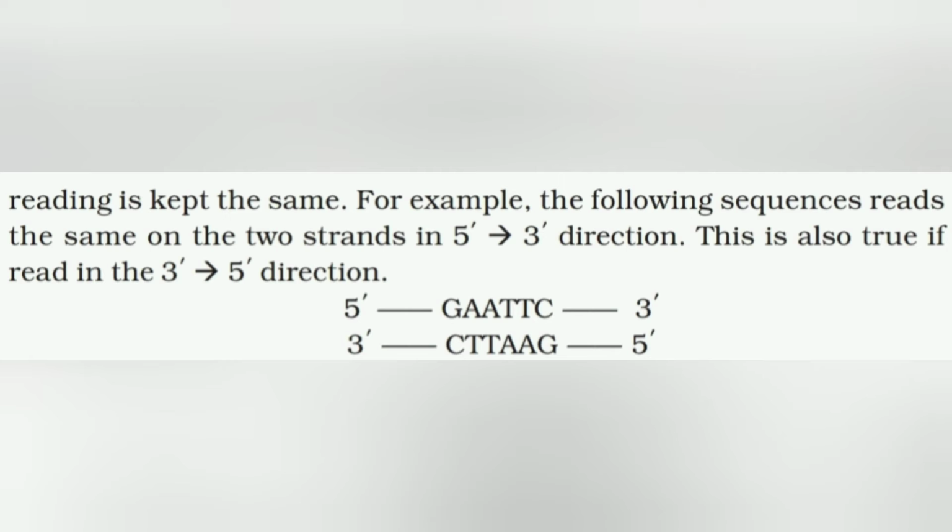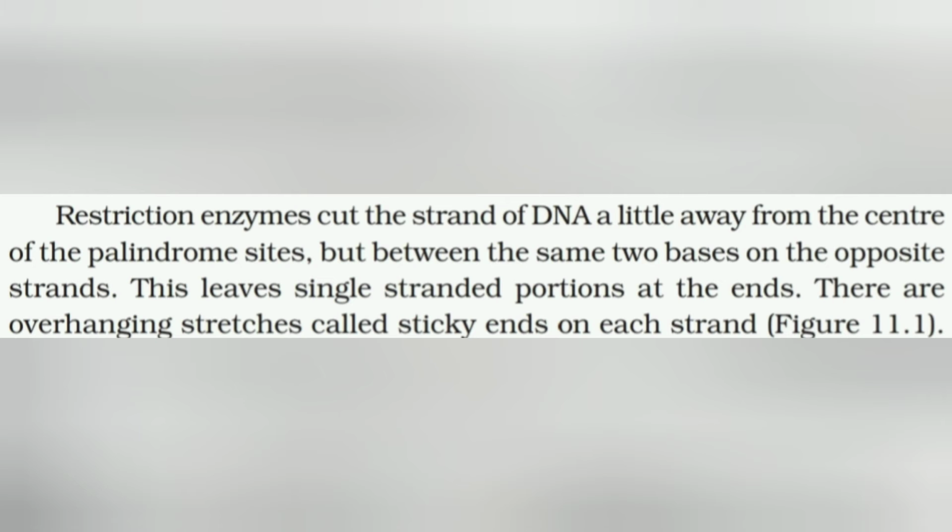the following sequence reads the same on the two strands in 5 prime to 3 prime direction. This is also true if we read it in 3 prime to 5 prime direction. Example is given, GAATTC. Again 5 prime to 3 prime in the next one is GAATTC. So if we keep the direction same and then they are read, they become the same word or same sequence.